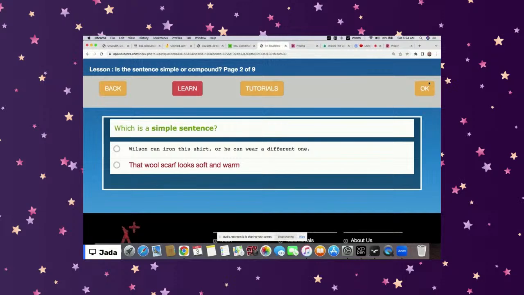Obviously, you were not paying attention because you cannot answer right now. I said that a simple sentence has a subject and a predicate. And then the compound sentence has a conjunction and a comma. We have four conjunctions: and, but, or, so. So in the compound sentence, you will have a comma and a conjunction joining the sentences together. In the simple sentence, you will have just the subject and the predicate, which is the second one. The wool scarf looks soft and warm.